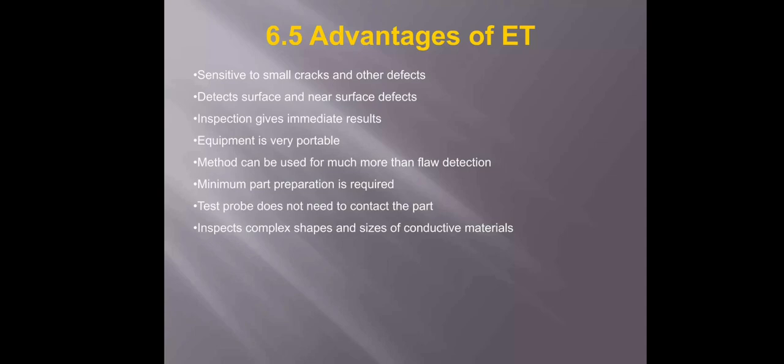Advantages of eddy current testing: sensitivity to small cracks and other defects, detects surface and near surface defects. Inspection gives immediate results. Equipment is very portable. Methods can be used for much more than flaw detection. Minimum part preparation is required. Test probe does not need to contact the part. Can inspect complex shapes and sizes of conductive material.